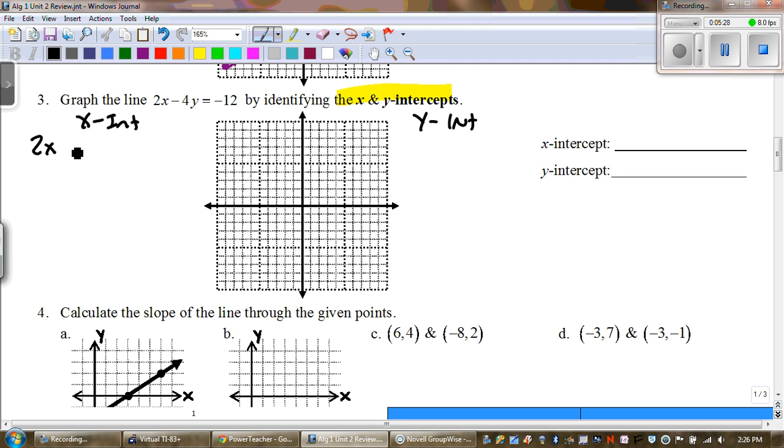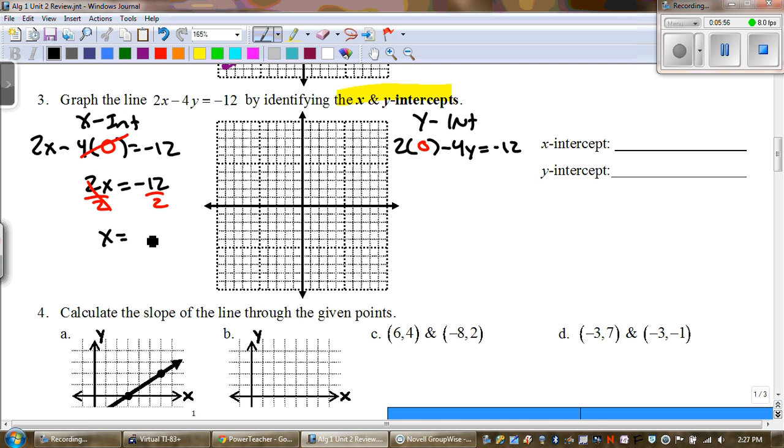So 2x minus 4, I'm going to plug in a 0, and I'm just going to set up my other one too. So the 4 and the 0, those cancel out, and we're left with 2x equals negative 12. Well, the next thing we need to do is to solve for x, and we're left with x equals negative 6. And remember, my answer is not x equals negative 6, it's a point, negative 6, 0.